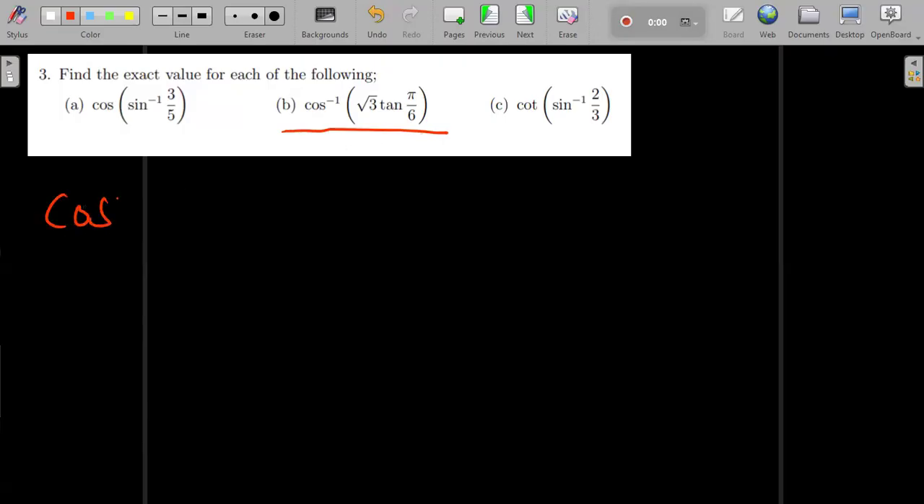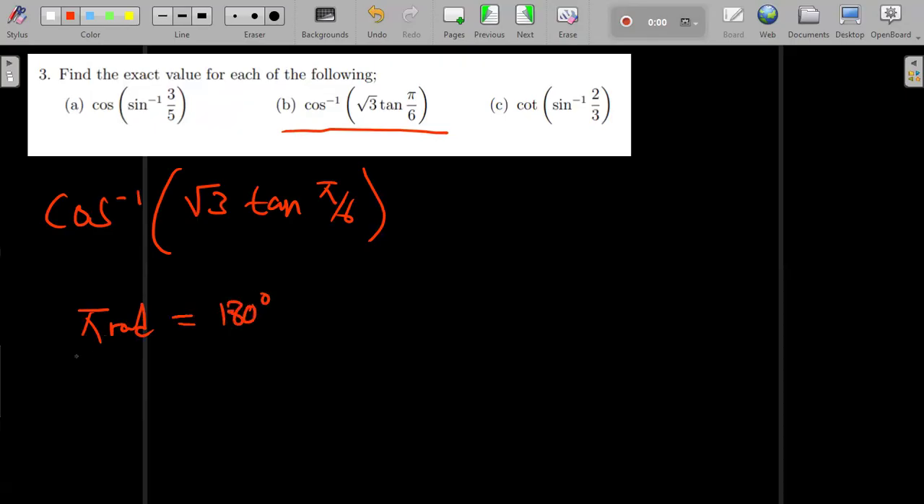So here we have cos inverse of root 3 multiplied by tan pi over 6. What we can see here is that we have a special angle. I don't know if you've learned how to convert from rad to degrees. We said pi rad is the same as 180 degrees. So what about pi over 6 rad? It will be equal to x.